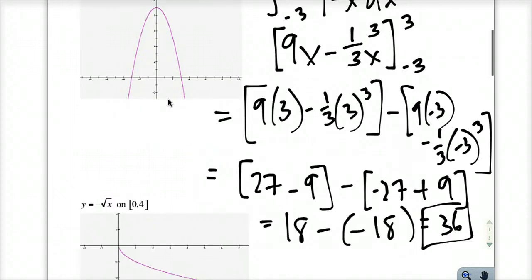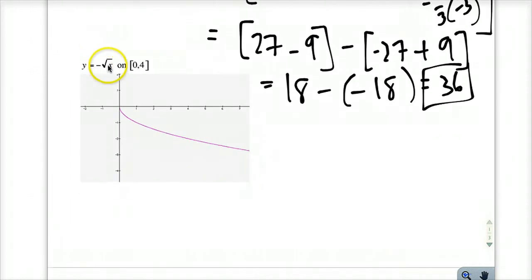There's another one here that we could do an example of, this negative square root one, trying to find the area, but I'll save that for another time. We're just going to move on. Hopefully you understand the process.